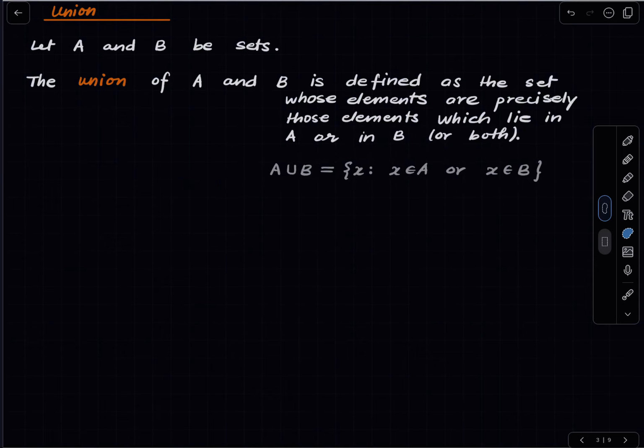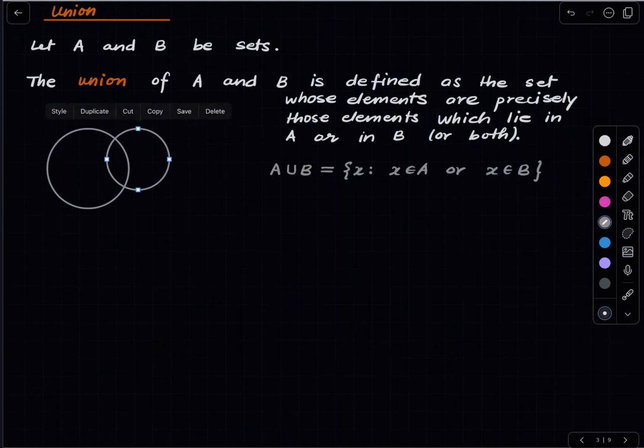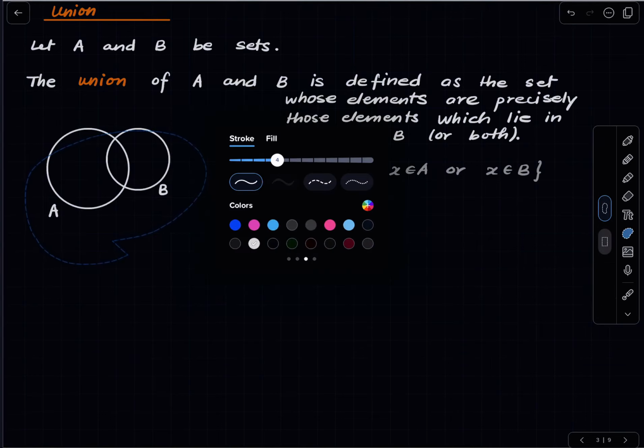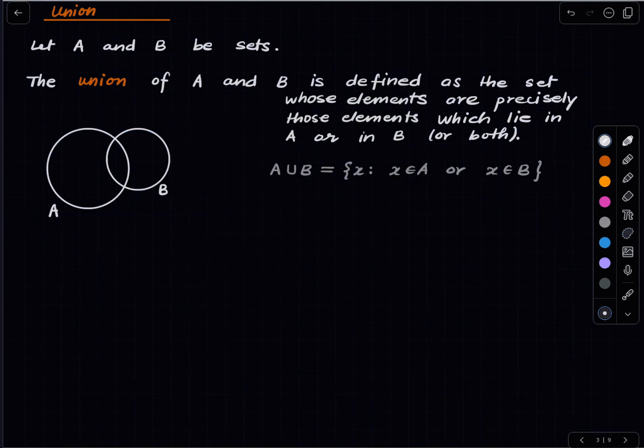And diagrammatically, how do we represent it? We make a blob for A, we make a blob for B, and let's say we label the diagram. So what is the union of A and B in this diagrammatic way? It's the shaded part. I hope you can see the shading. This and that combined. So the entire shaded part is A union B. Okay?